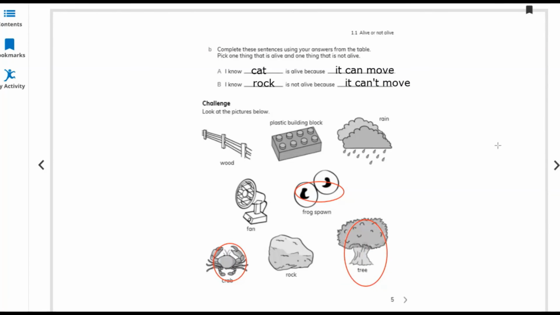After this, we are moving to the next part. These are alive things: rock spawn, crab, and tree. Rock no, fan, other no, sometimes rock spawn also no.